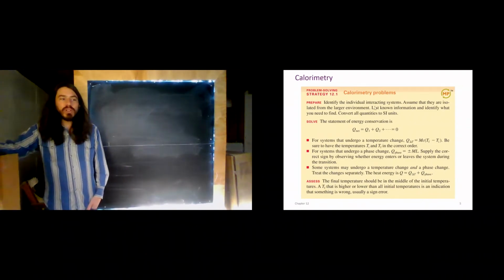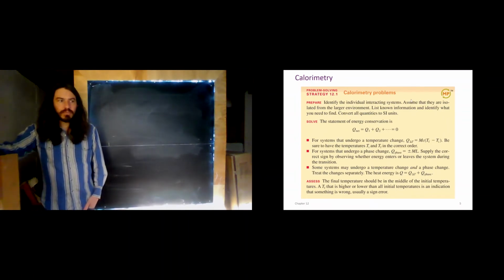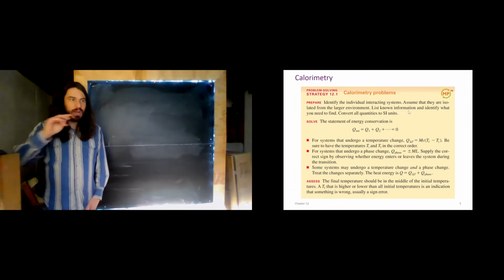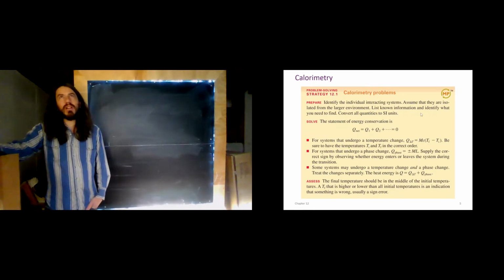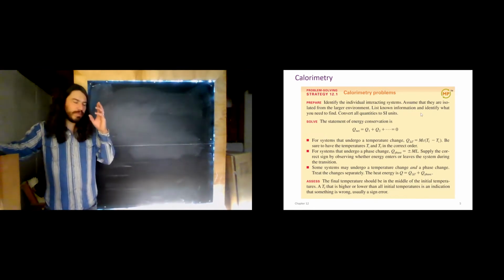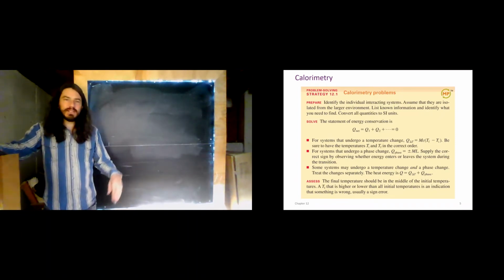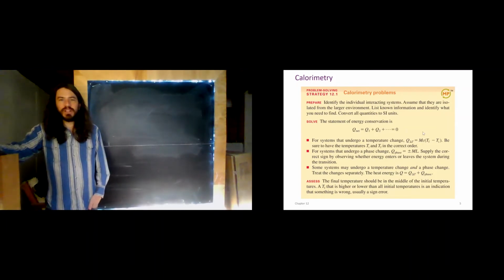If we're approaching a calorimetry problem, what we want to do is identify the interacting systems. Again, this makes it sound hard. It's not. You're going to put a bunch of stuff in a container. Your interacting systems is all the stuff you put in there. When we practically get to solving problems, it's not too hard.